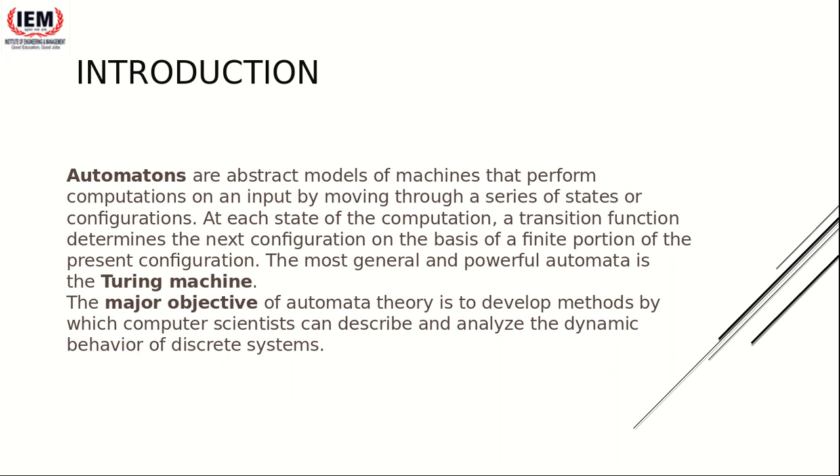Again, the main objective of automata theory is to develop methods by which computer scientists can describe and analyze the dynamic behavior of discrete systems. Why? Because we are designing the system in the form of states, inputs and outputs, and thereby it makes the process easier to describe the behavior of the system, right? How will a system behave, how will the state change upon getting a particular input, right? So that is why all these things are the driving agent for learning the subject automata.